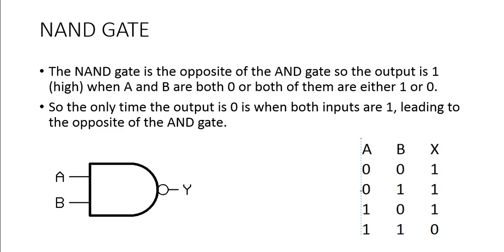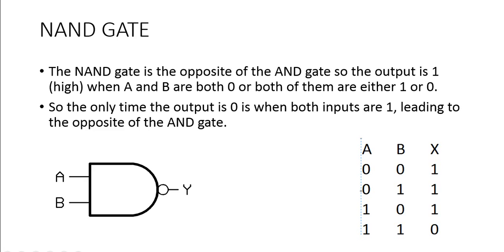the AND gate. So the output is 1 when A and B are both 0, or either of them is 1 or 0. So the only time the output is 0 is when both inputs are 1, leading to the opposite of the AND gate. So with the AND gate, for the output to be 1, both of the inputs had to be 1. Whereas with the NAND gate it's the complete opposite, so the only time that the NAND gate output is false is when both A and B are 1.